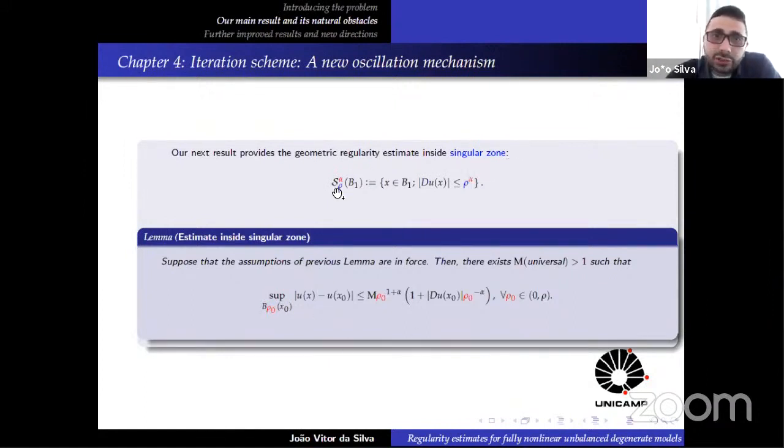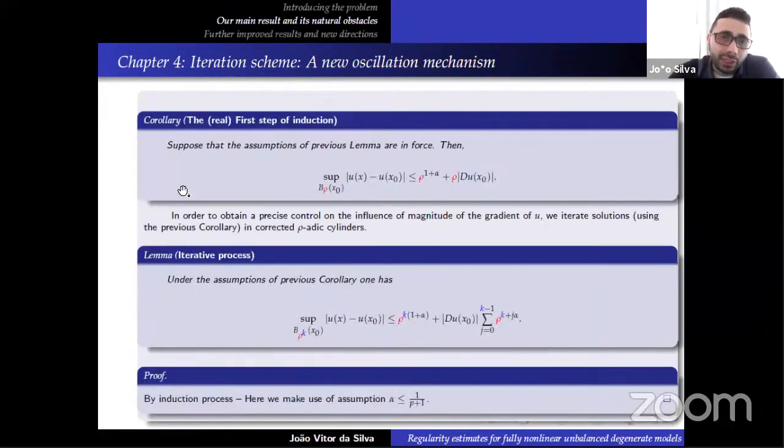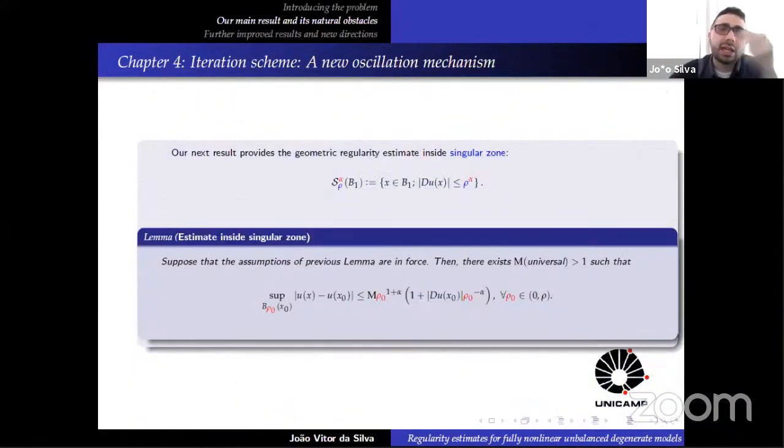We define the singular zone as the set of points where the gradient is less than the radius of the ball to the power of our magical exponent. Then we can prove this discrete iteration. Before we prove this discrete iteration process, here we prove a continuous iteration, these continuum estimates in the following sense.